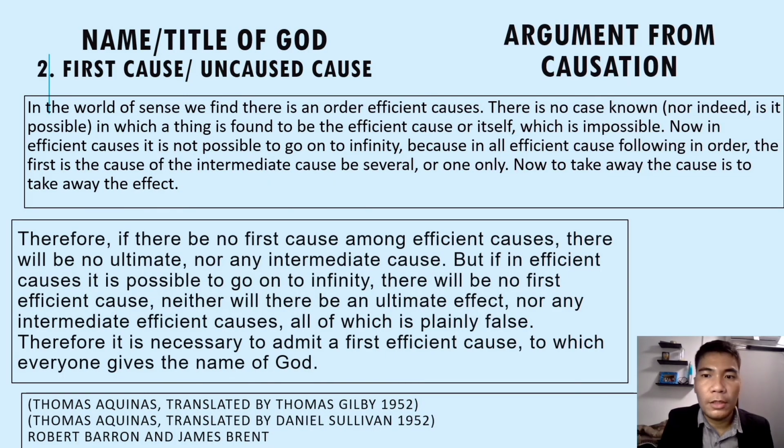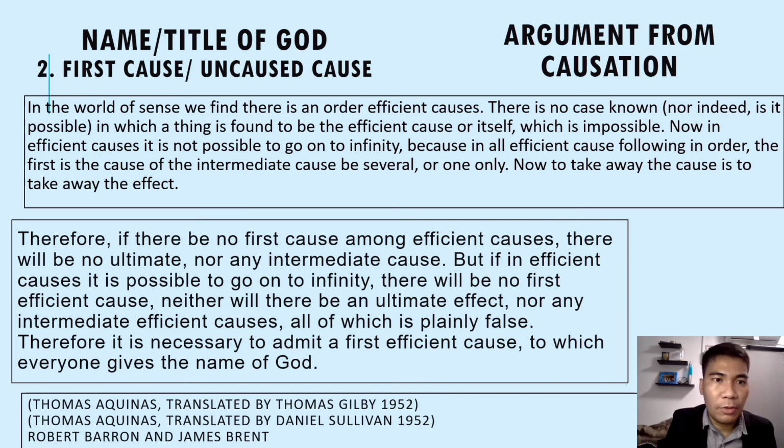Here we read the direct quotation from the translation of the work of Thomas Aquinas himself, which says that in the world of sense, we find there is an order of efficient causes. Efficient means the one who is causing the existence. So, for example, this video I am making, I am the efficient cause of making this video. There is no case known, nor indeed is it possible, in which a thing is found to be the efficient cause of itself. Which is impossible.